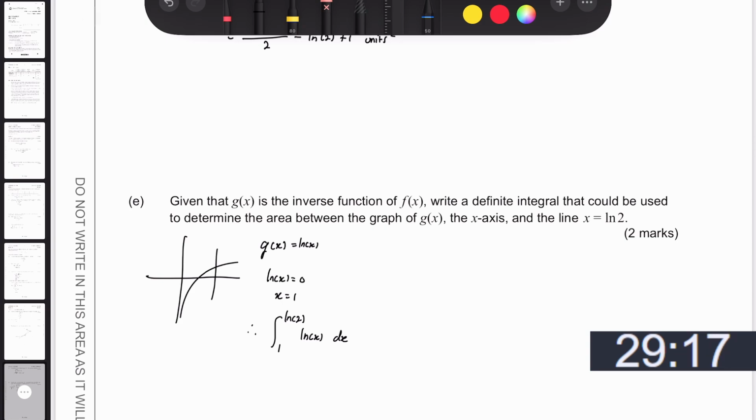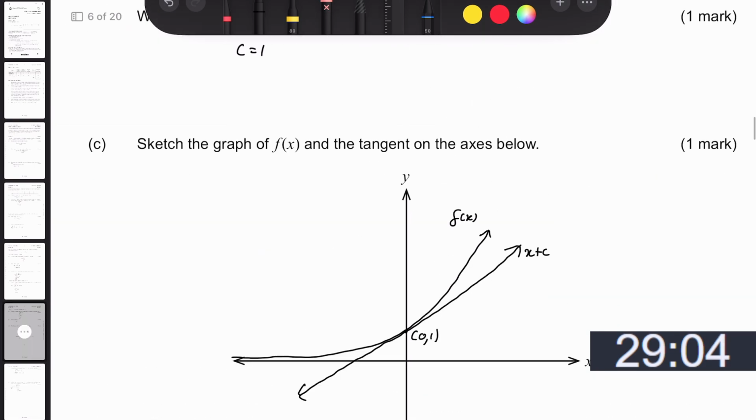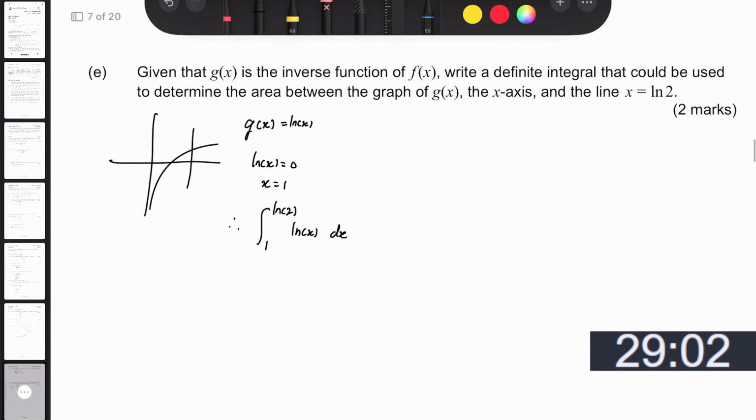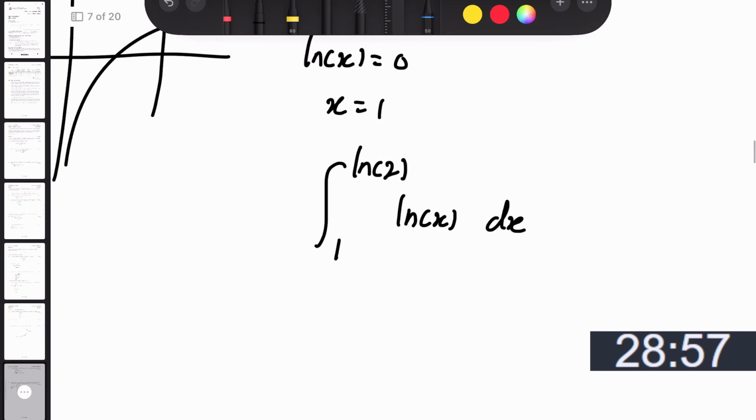Given that g of x is the inverse function of f of x, use a definite integral to determine the area between the graph of g of x. Solve ln of x is equal to 0, x is equal to 1, so 1 to ln of 2, ln of x, and f of x was just e to the x, so it should be f of x dx. We'll say maybe therefore area equal to that.